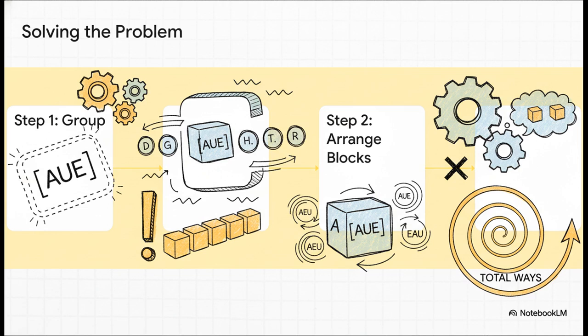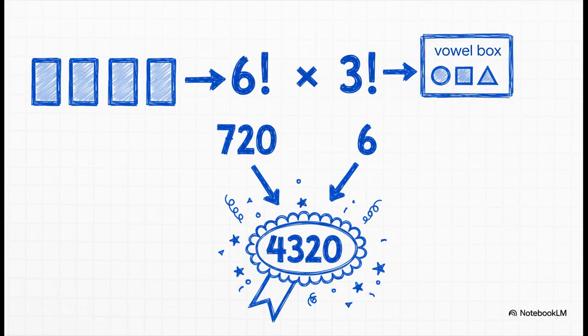But wait, we're not done. Inside our box, the letters A, U, and E can swap places, right? They can arrange themselves. In how many ways? 3 factorial ways. So now we have 2 things happening. We use our golden rule and multiply them. And there we go. 6 factorial is 720. And 3 factorial is 6. So our final answer is 720 multiplied by 6, which is 4,320. That's how many ways you can do it. See, when you break it down into simple steps, it's not that hard at all.